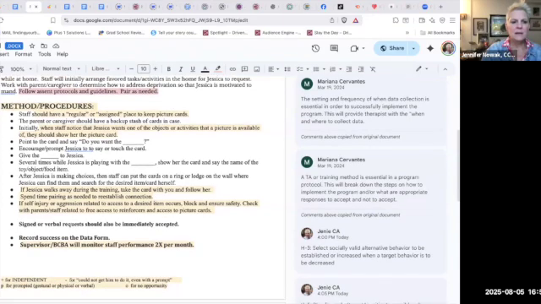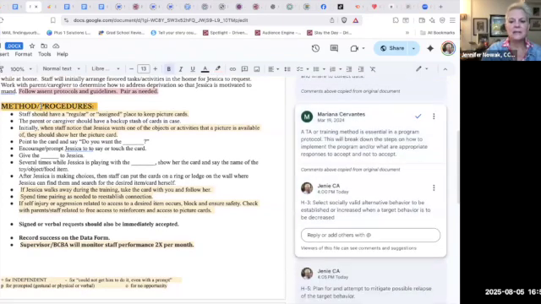Okay, next section, our methods and procedures. So this is H3, that we're going to select socially valid alternative behavior to be established or increased when a target behavior is to be decreased. So manding is the socially valid alternative, and that's what this procedure is going to be about.